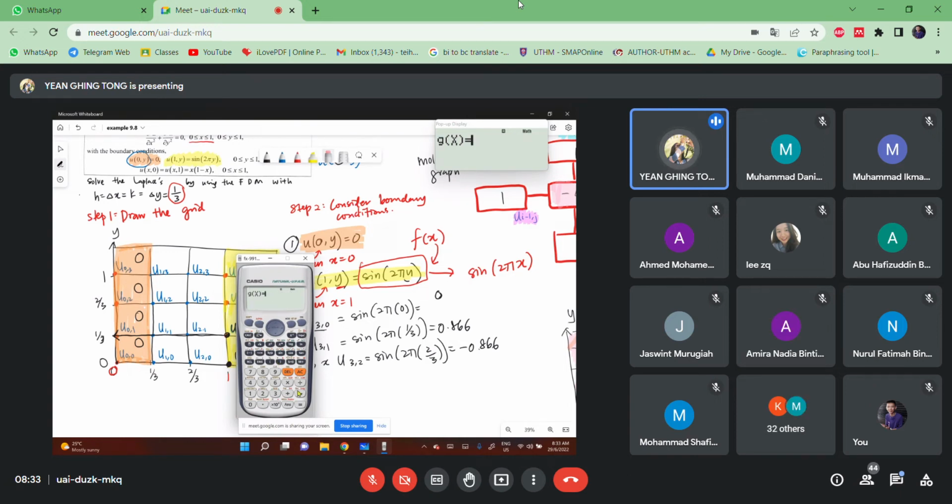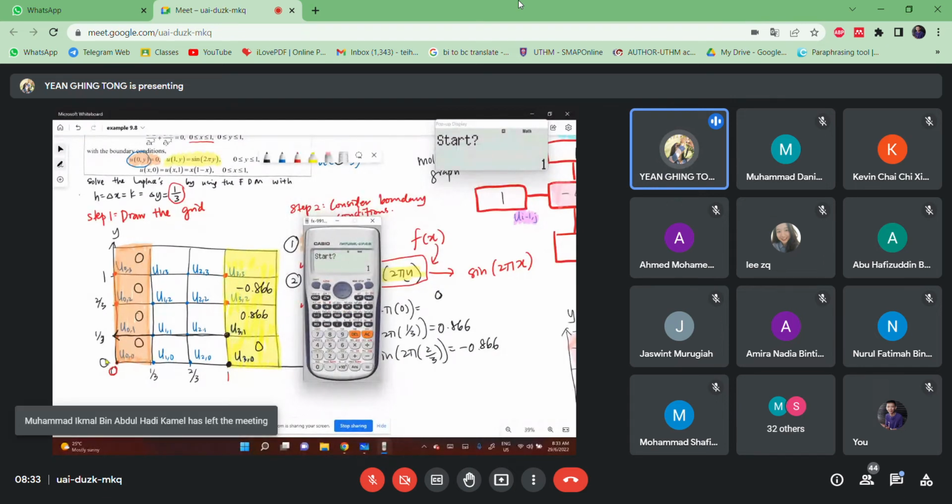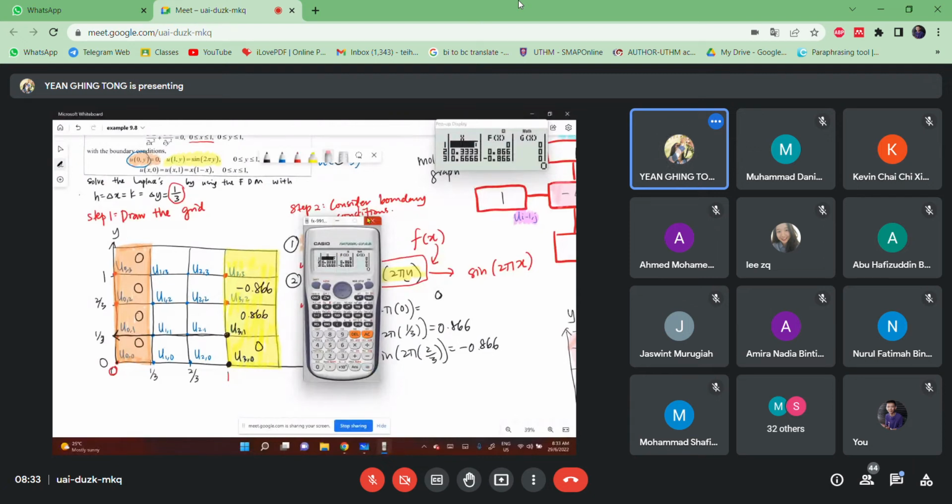If we ask you about gx, we don't have gx. We only have one equation, so this becomes 0. Now, for y we start from 0 until 1. Start is 0, end is 1, with a step size of 1/3. So you get the answer.